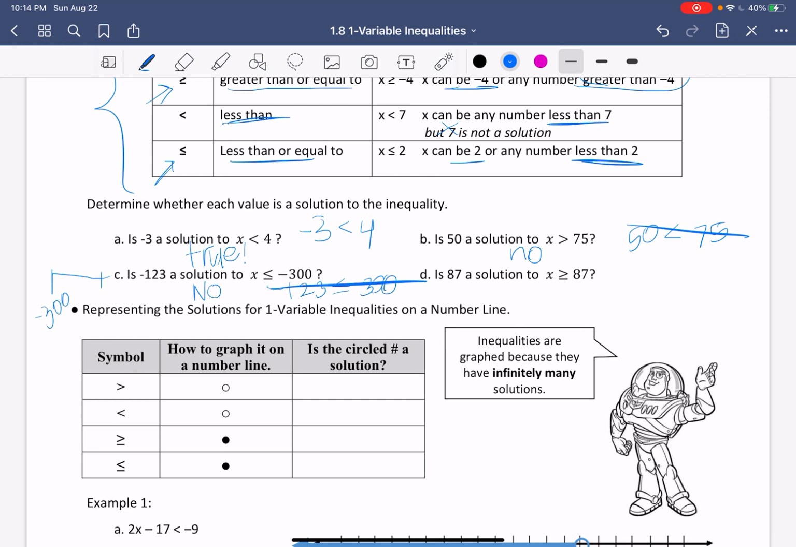And our last example, is 87 a solution to x is greater than or equal to 87? Keyword that we're looking at here, greater than or equal to 87. That means that we can equal 87, or we can be any number greater than 87. Well, in this case, 87 is 87, so yes, this is a solution.